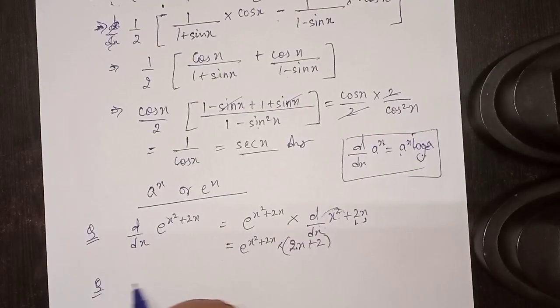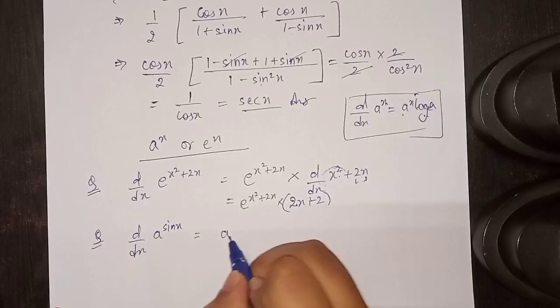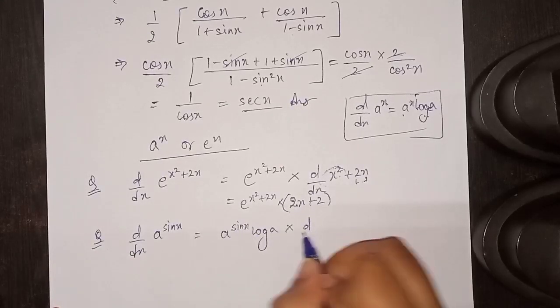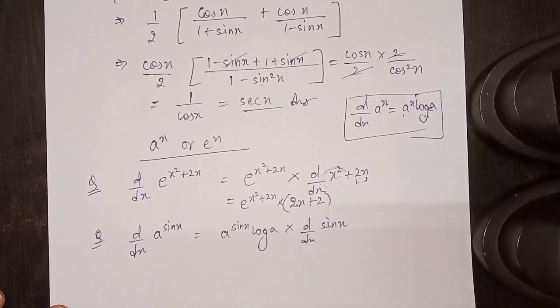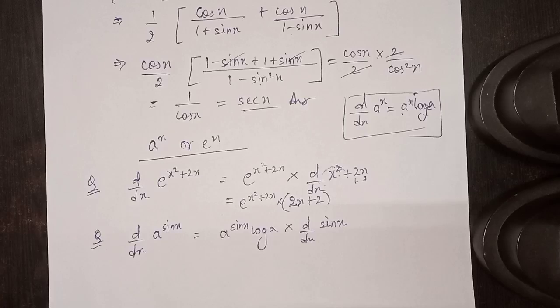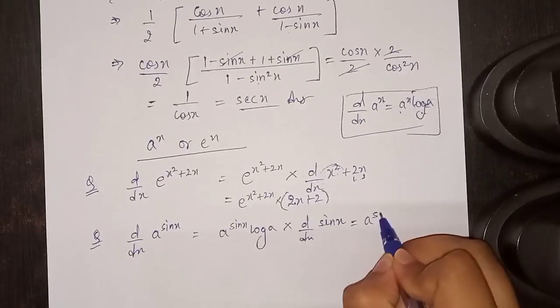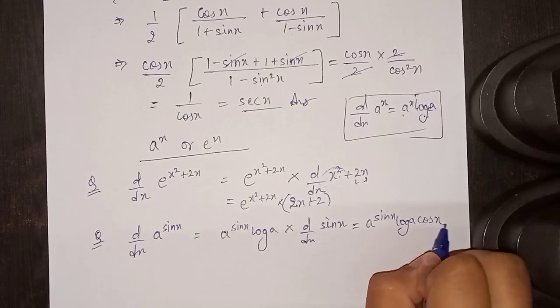Next question: d by dx of a to the power sin x. This will be equal to a to the power sin x log a into d by dx of sin x. Please do not leave the inner function. Sometimes you may miss out the differentiation of inner function and then you will lose marks. Answer is a to the power sin x log a into cos x.